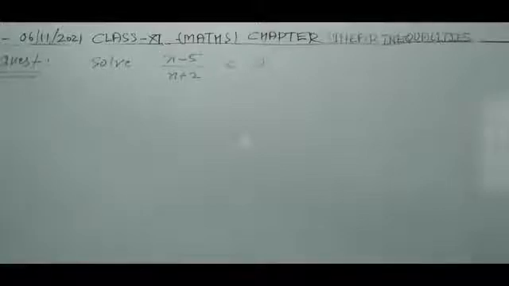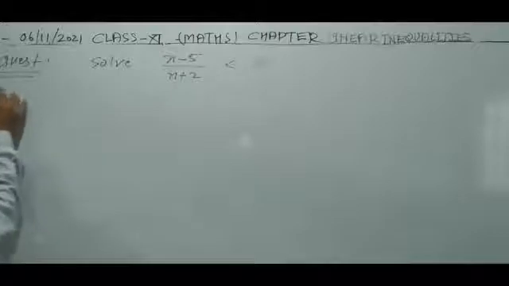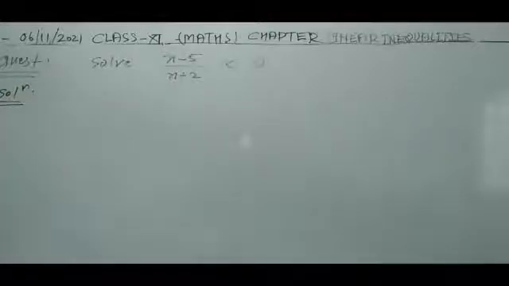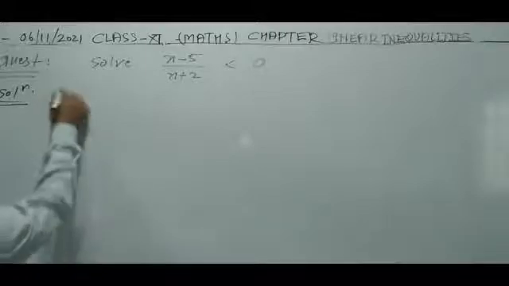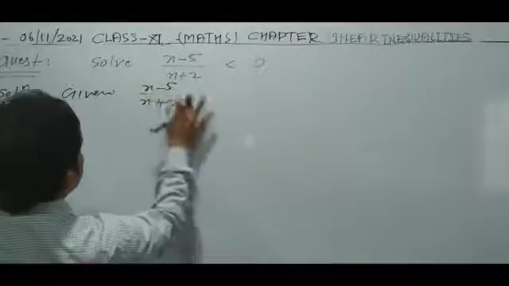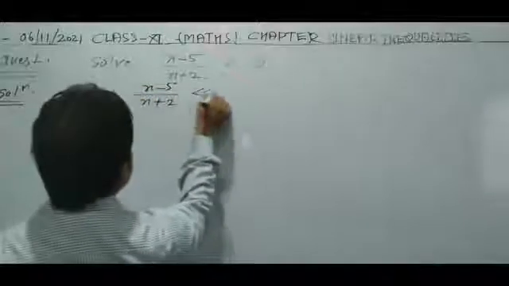Now in this question there will be two cases. Which are the two cases? You will see. See the solution. The given inequality is x minus 5 upon x plus 2 is less than 0.